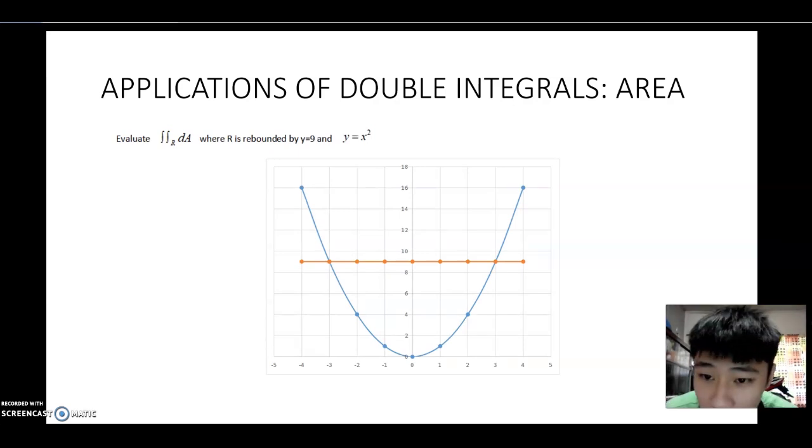So here is the first question. If you look at the question, you will find that this question requests the area of R, where R is bounded by y equal to 9 and y equal to x squared. So the first step is we have to sketch the graph, and you will get the graph like this. If you look at the graph, there are two intersection points. To find the intersection points, we have to do the simultaneous equation.